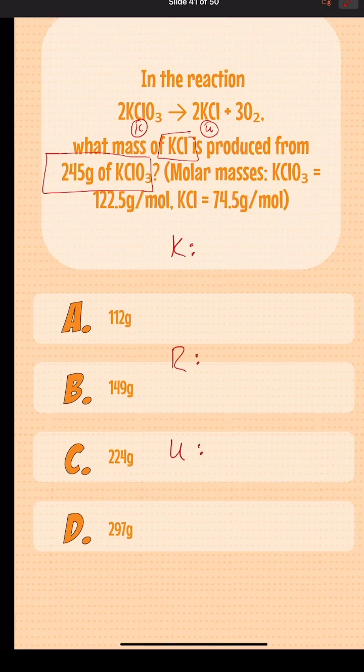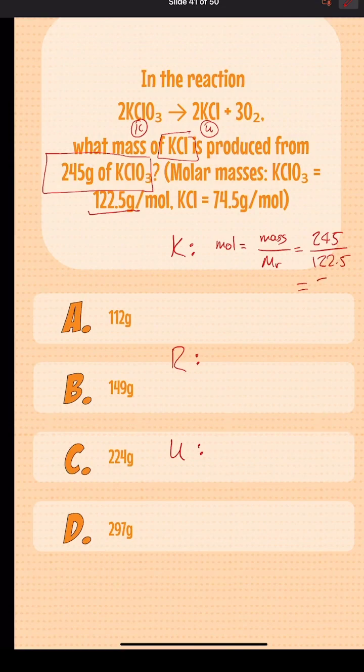So our known, we're going to do moles is equal to mass over Mr. So our mass is 245 over our Mr of KClO3, which is over here, 122.5. Can someone let me know what that is? Put that in the calculator and tell me what that is.